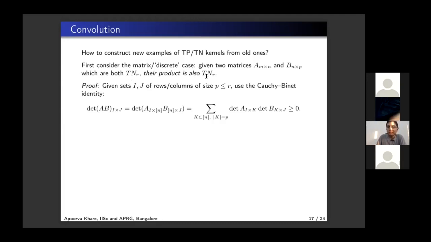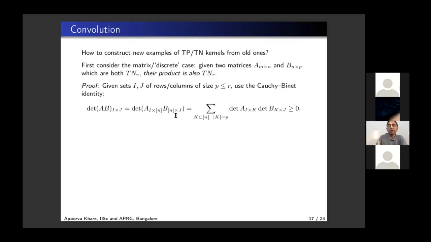How do you prove that A times B is T and R? Here is the complete proof. Take I and J to be index sets of rows and columns from anywhere, of size P less than or equal to R. Then AB, I cross J, the I cross J square submatrix or minor of A times B, means I just look at the rows of A indexed by I and the columns of B indexed by J. So I can forget all other rows of A and all other columns of B. And so this determinant is the same as the determinant of this matrix, which is P by P.